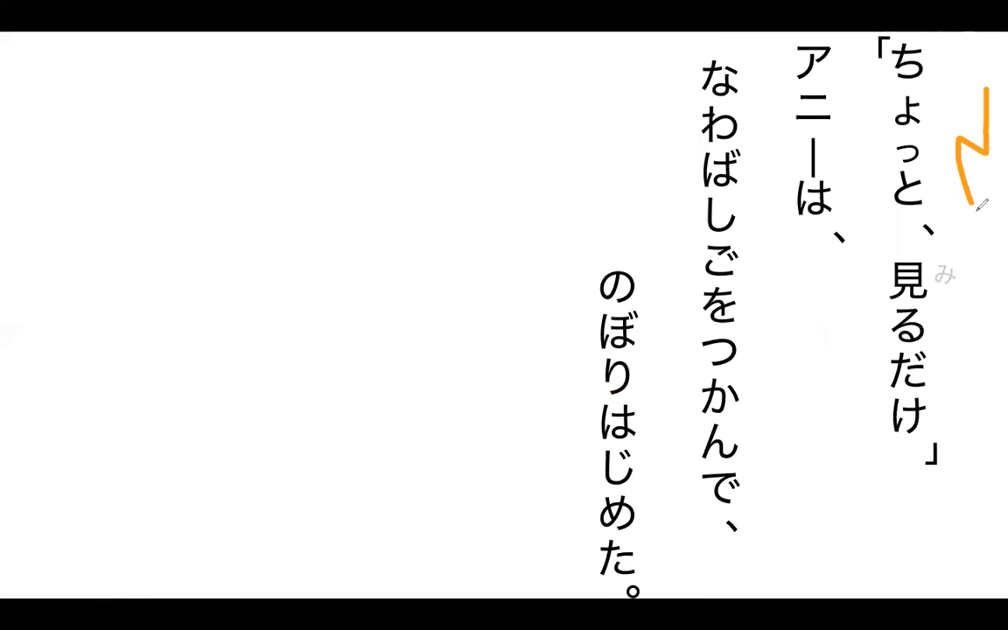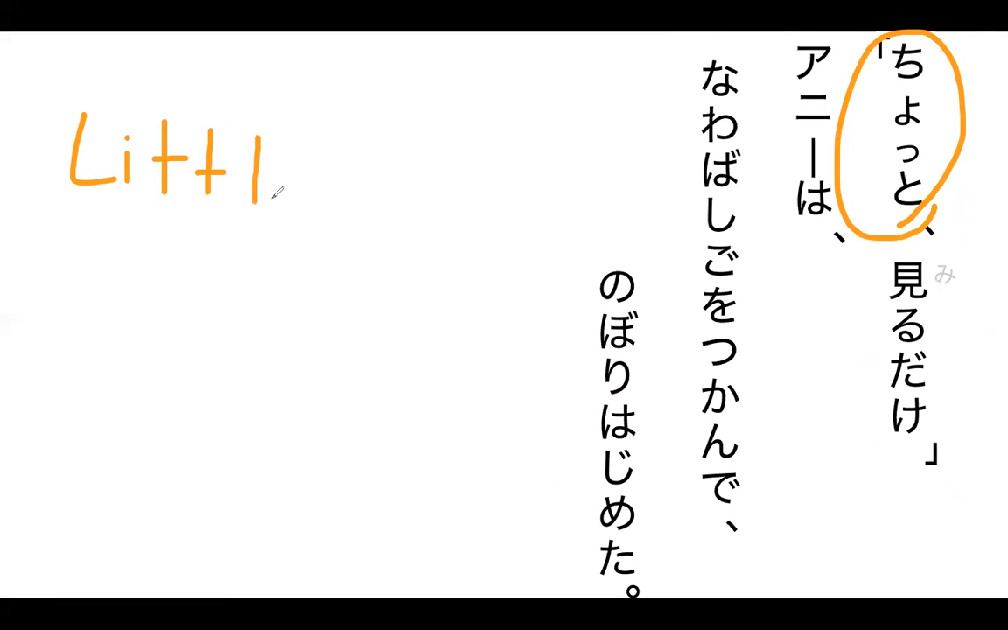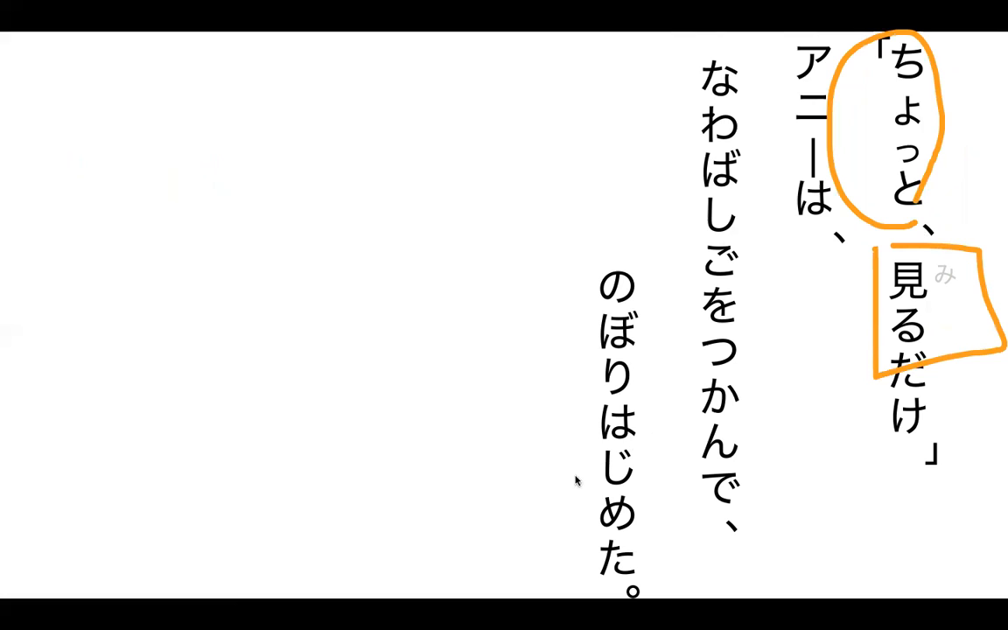So now we're at our actual sentence. Can you do me a favor and read this? Chotto miru dake ani wa nawabashigo o tsukande nobori hajimeta. So first off, chotto miru dake. Like, wait and see, or wait, look. So miru does mean see, but chotto just means a little. Sometimes in some contexts it can kind of have that meaning of wait, but that's the only direct meaning it has. Someone might say chotto matte kudasai, which would mean please wait a little. Matte has the meaning of waiting, or chotto might mean like, oh, that's a little too hard to do, or that's a little inconvenient. So all it means is a little, but sometimes the verb will be dropped. Over here, the verb is miru. So chotto miru dake means to take a little look.